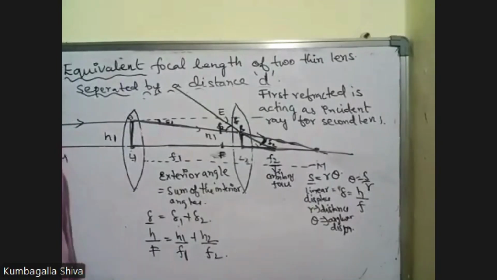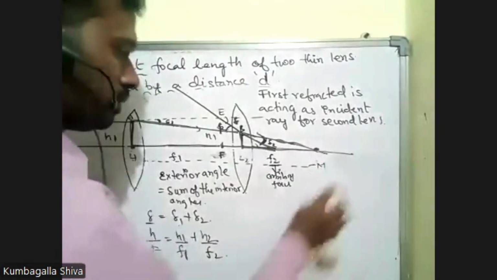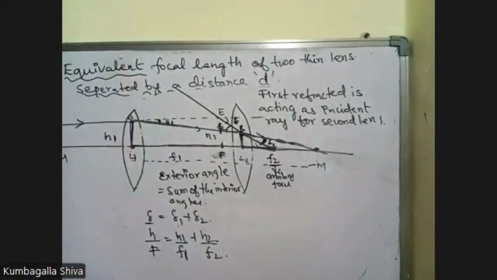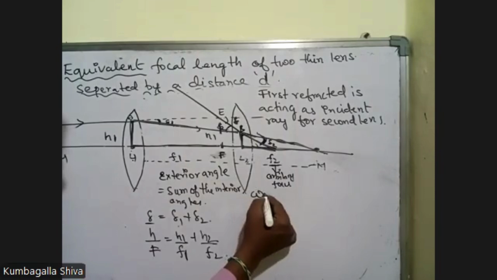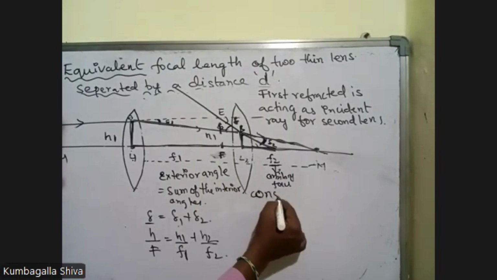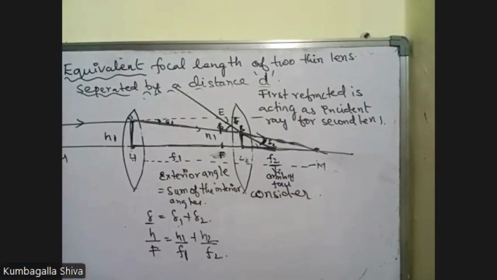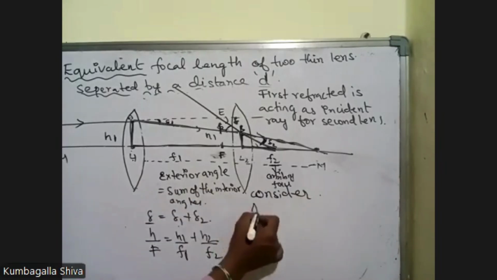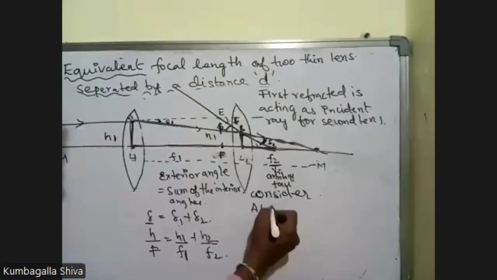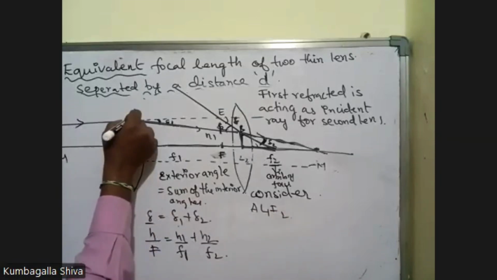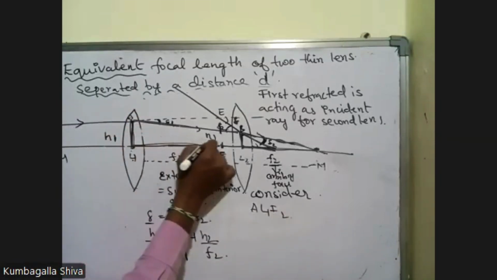Clear? Am I clear? Okay. Now, according to this, what I am going to do here is consider the triangle A L1 F2 dash.